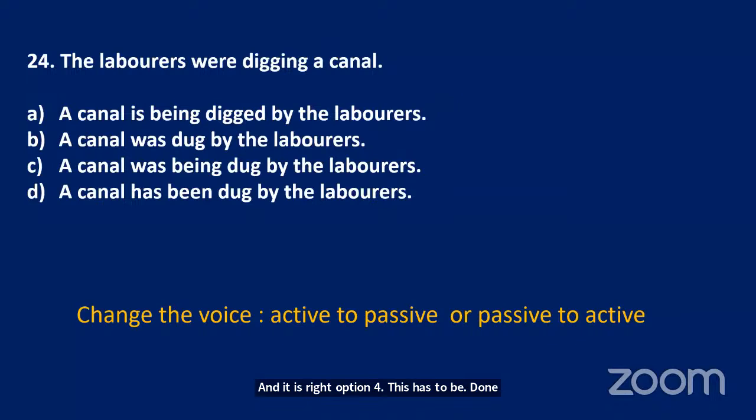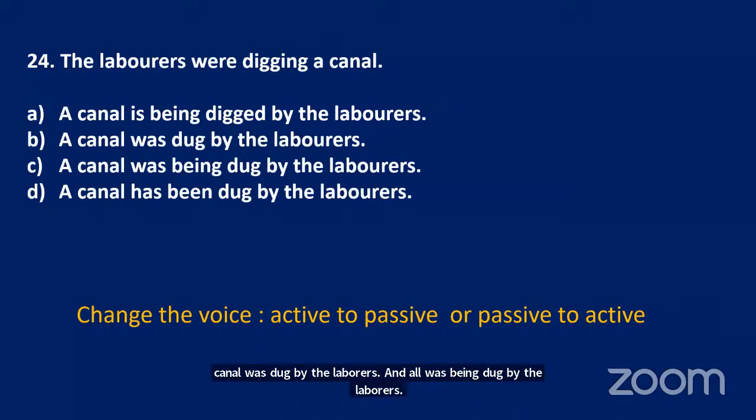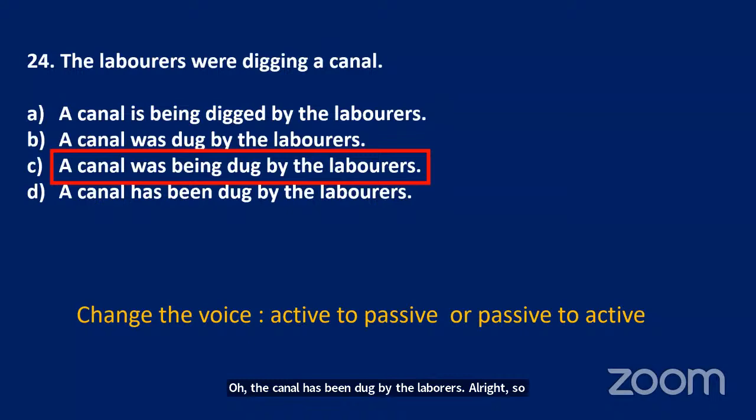All right, see the next question. The laborers were digging a canal. So 4 options. A canal is being dug by the laborers. A canal was dug by the laborers. A canal was being dug by the laborers. Or a canal has been dug by the laborers. All right, so let's see the answer for this. A canal was being dug by the laborers.